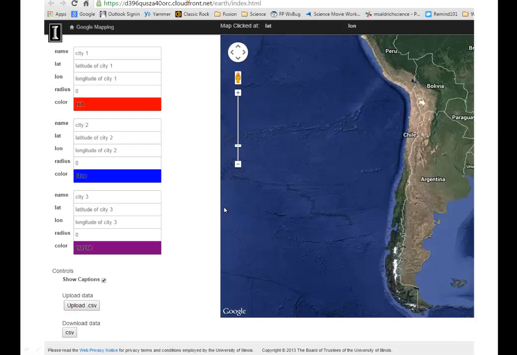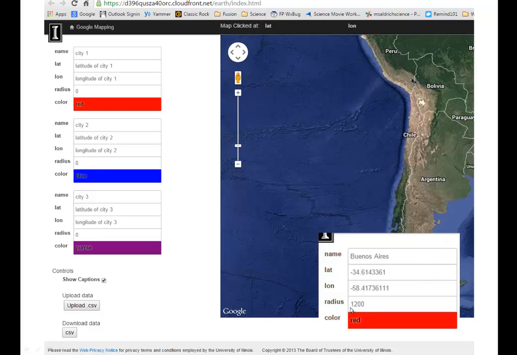Then I asked them to go to this site, and I'll show that to you. Actually, I won't show you the site, but that site takes you to something that looks like this, where they're supposed to put in Buenos Aires. They're supposed to put in the negative latitude, the negative longitude, and the radius of 1,200, which I did in this picture.